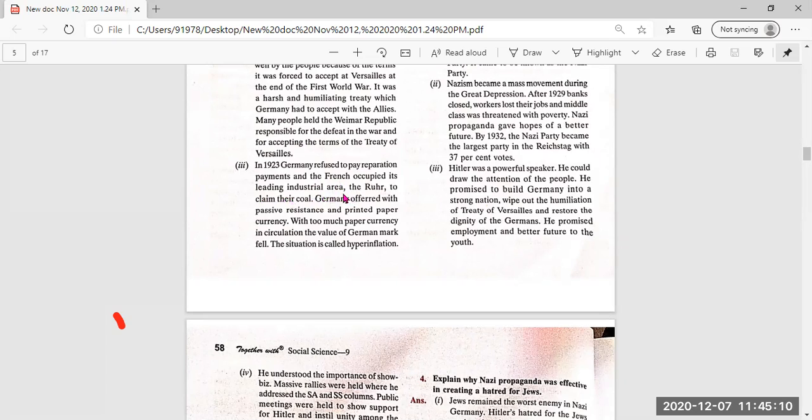And which was the leading industrial area of Germany? It was Ruhr, to claim their coal. It was very famous for coal. So Germany offered passive resistance and printed paper currency. Now for resistance, Germany started printing paper currency. With too much paper currency in circulation, the value of the German mark fell, and the situation is called hyperinflation.